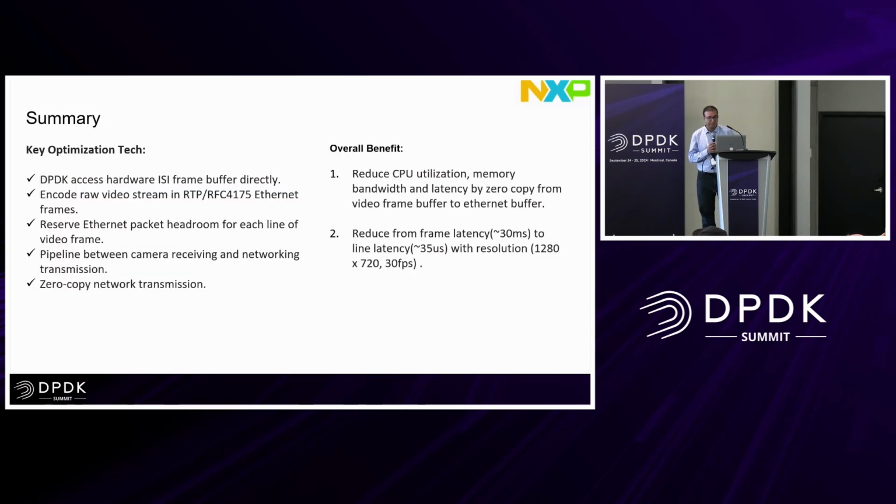In summary, we added DPDK access for the hardware ISI frames, and we added a sample application for encoding the video stream into RTP or RFC 4175 Ethernet frames. We modified the driver to create some headroom for each line of the video frame. We created a pipeline in the application, and we finally achieved zero copy. I'm not giving the actual numbers here, but we were able to bring the processing down to less than one core for the customer.